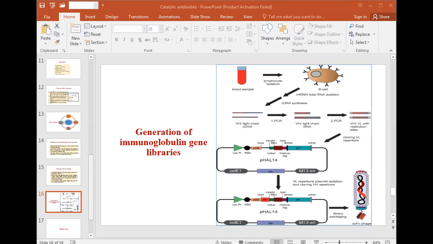So the scheme of the total procedure is what I have shown here. This is the packaging of a library, and this is the phage, scFv phage. So that is how we can generate immunoglobulin gene libraries. That's all.